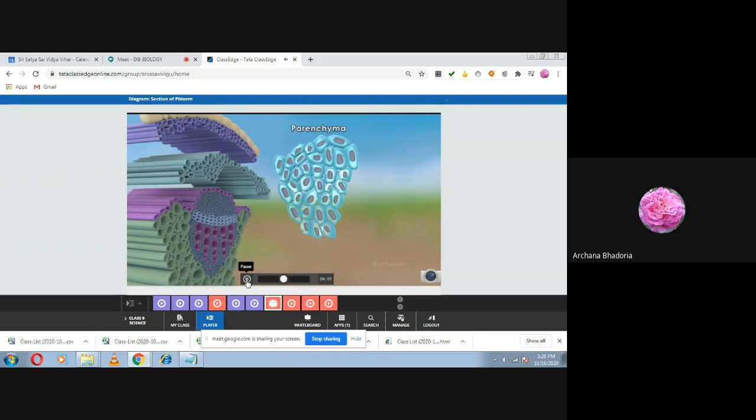Parenchyma tissue is a part of the ground tissue in stems. The cells are oval. Children, try to see this very carefully, because whatever type of tissues we have studied, how they get organized in the plant body in different parts, this video will tell you.